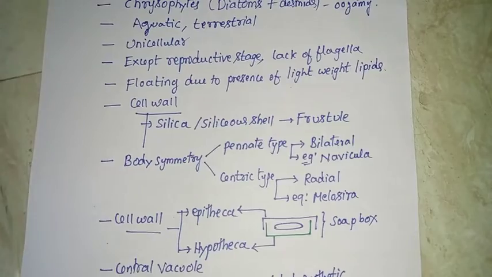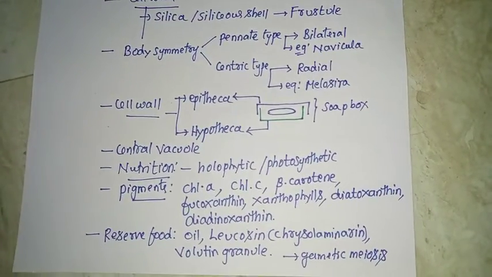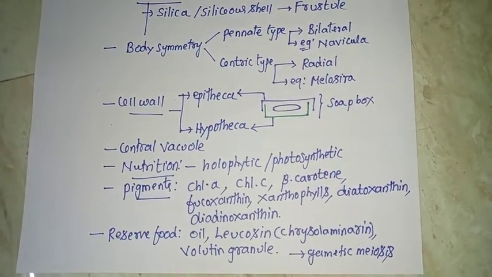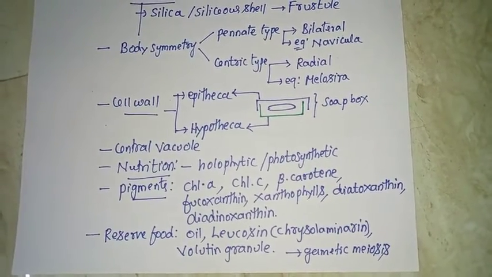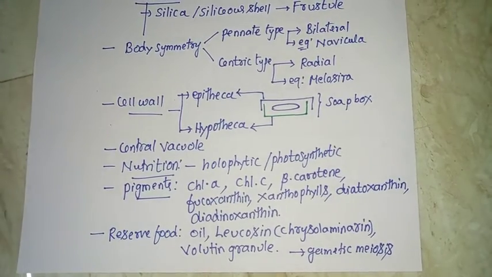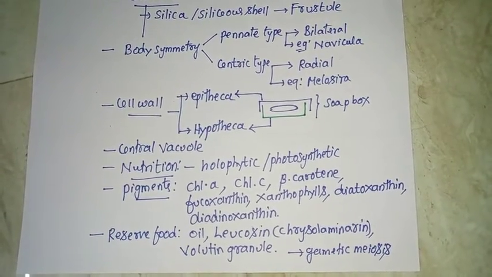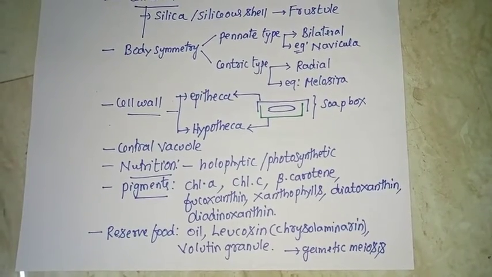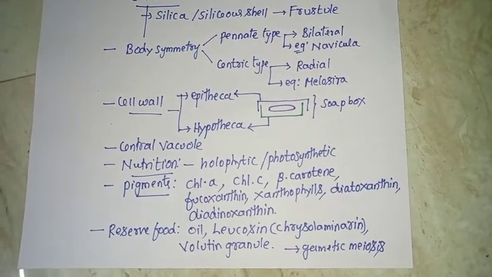My dear student, you can see this is the cell wall of a diatom. It looks like a soap box. The upper part is called the epitheca. The lower part we call the hypotheca. And it has a central vacuole. And the nutrition is photosynthetic, also called holophytic.